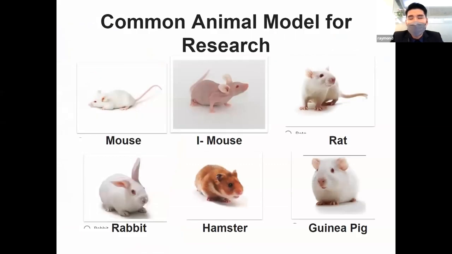And to do that, let's look into some of the common animal models for research. As one of the regional importers for animal models in Malaysia, we compiled a few models that we very commonly import. First, we have mouse. Second, immunocompromised mouse, rat, rabbit, hamster, as well as guinea pig. These are some of the common animal models for research in Malaysia.